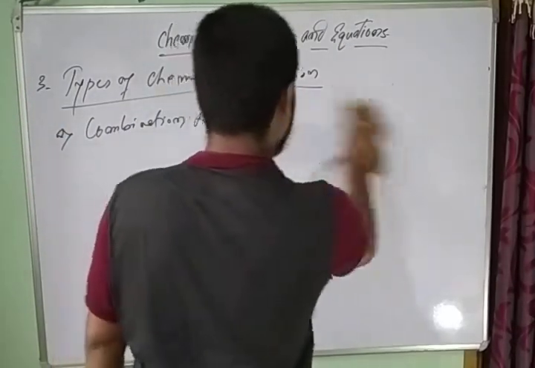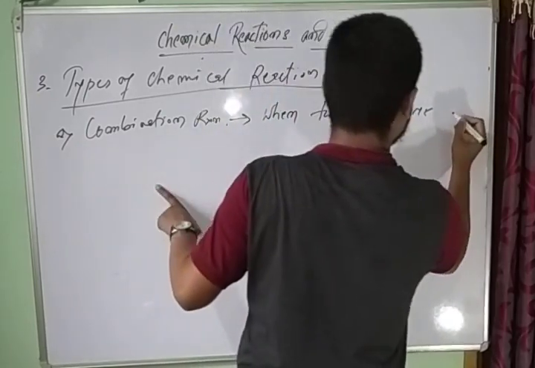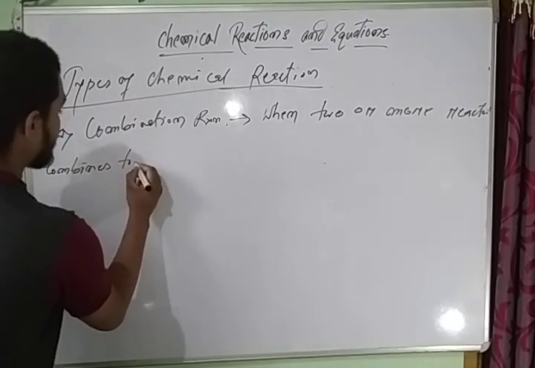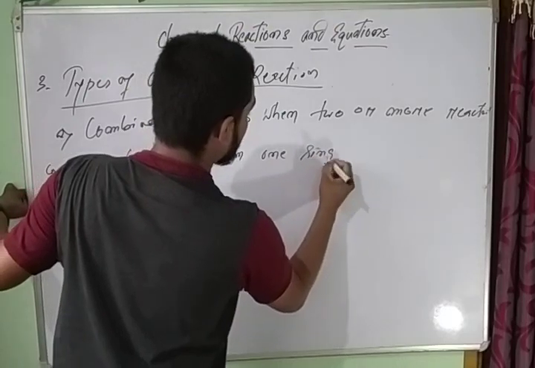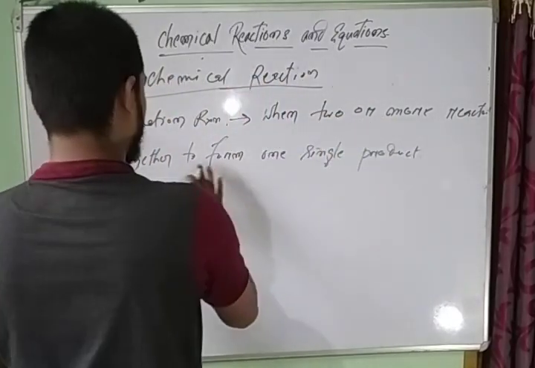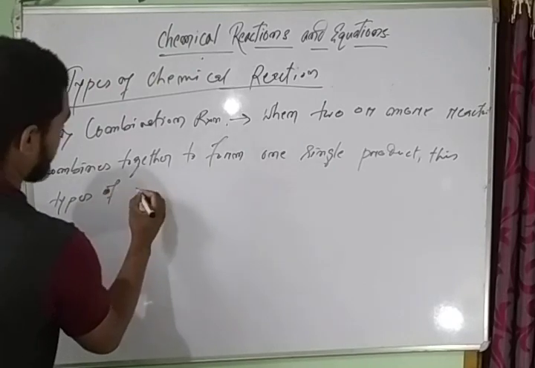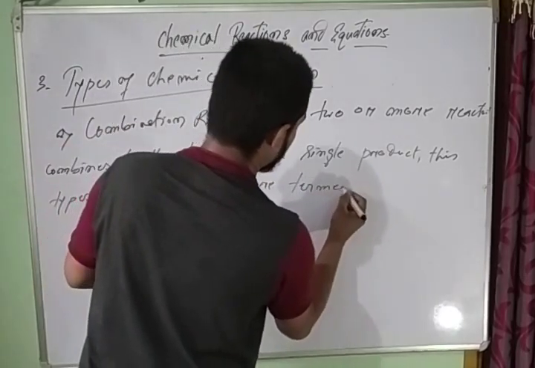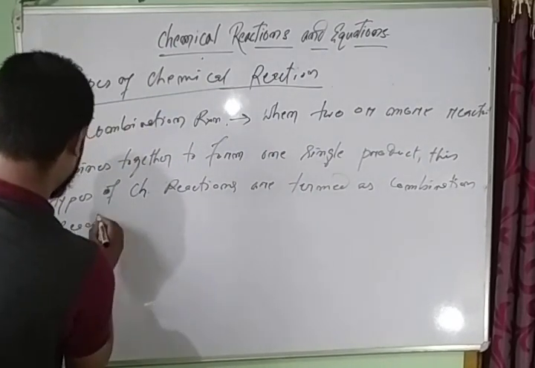So if we define it, when two or more reactants combine together to form one single product, this type of chemical reactions are termed as combination reaction.